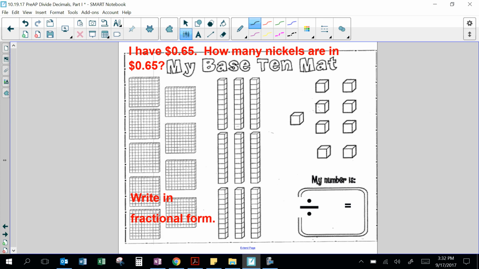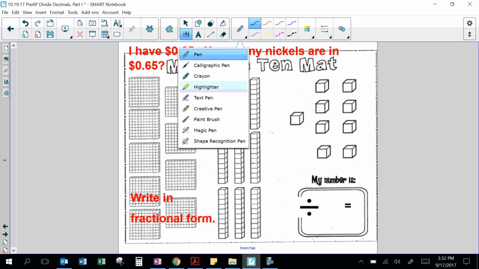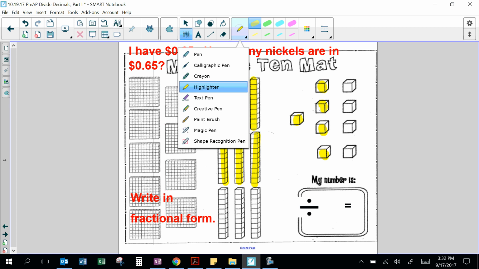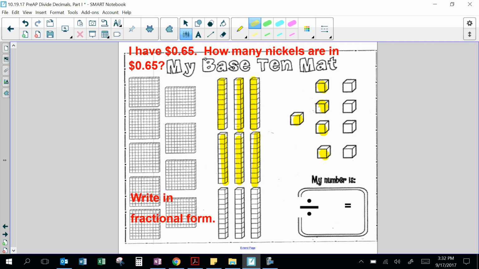So today we're going to be learning how to divide decimals. I have 65 cents. How many nickels are in 65 cents? So I would like you to highlight 65 cents. 10, 20, 30, 40, 50, 60, and 65 cents. How many nickels are in 65 cents?